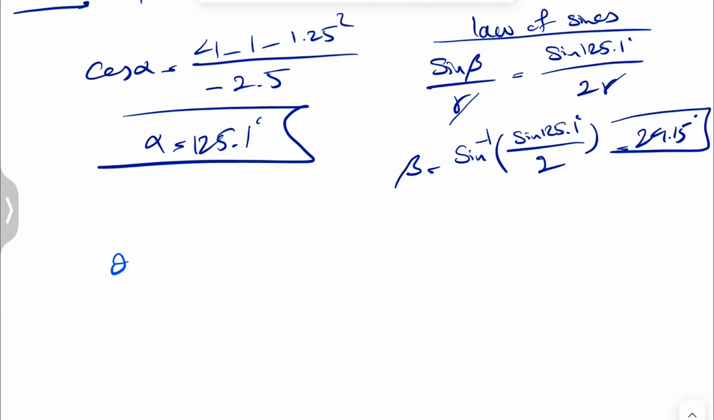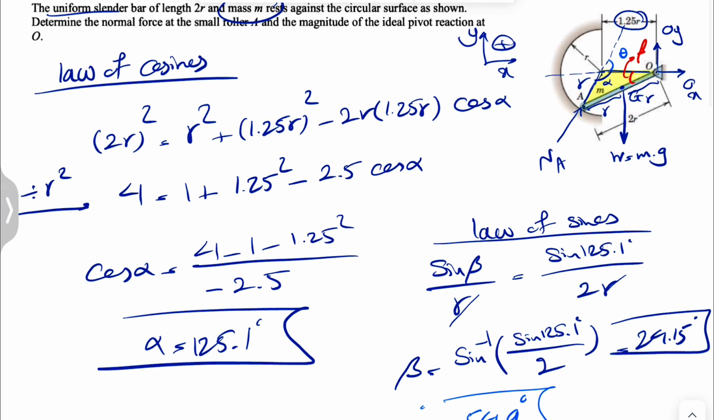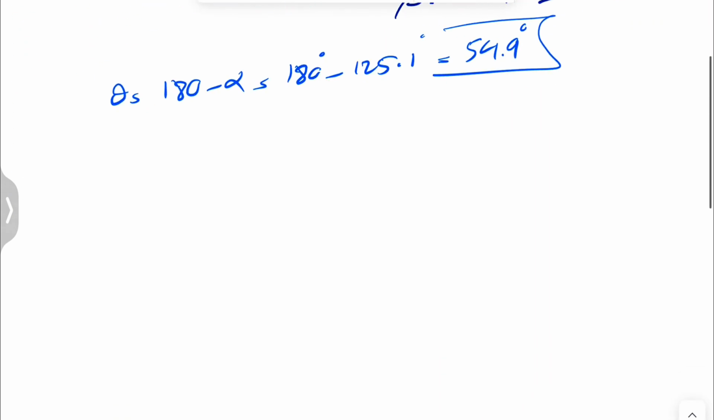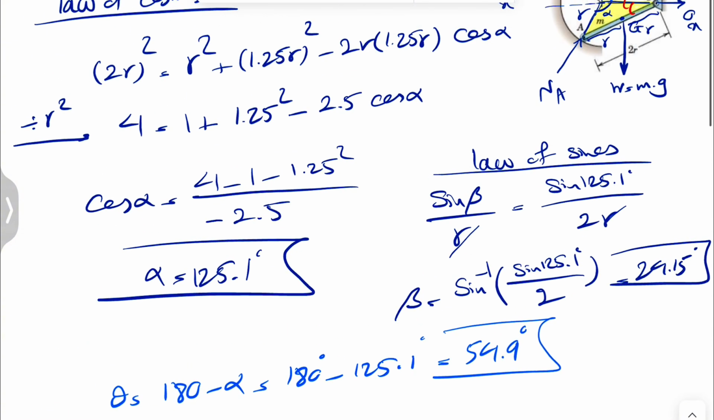We know theta would be 180 minus alpha, or 180 minus 125.1, which is going to be 54.9 degrees. So now that we have all of this, it's pretty easy to figure out our unknowns. We can start with the moment about point O, since we have the most unknowns about O and we are in equilibrium, counterclockwise positive. We're going to use our first equilibrium equations.